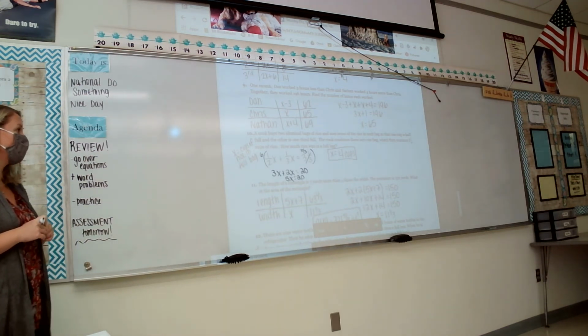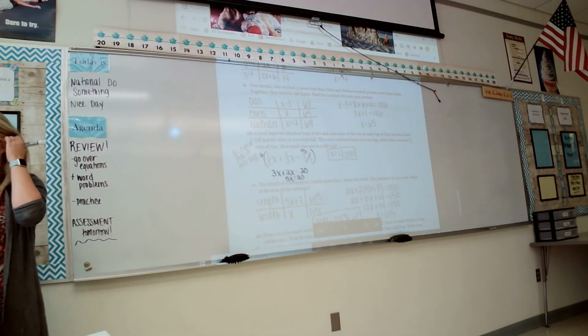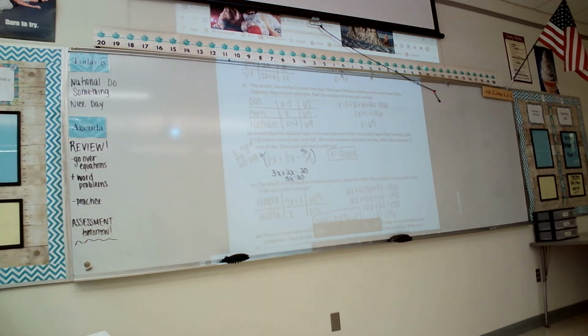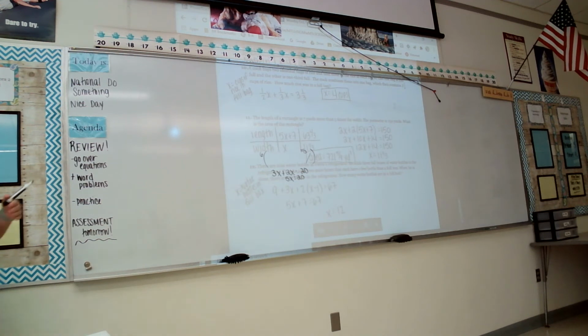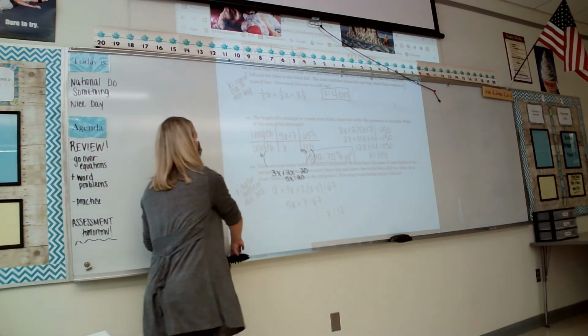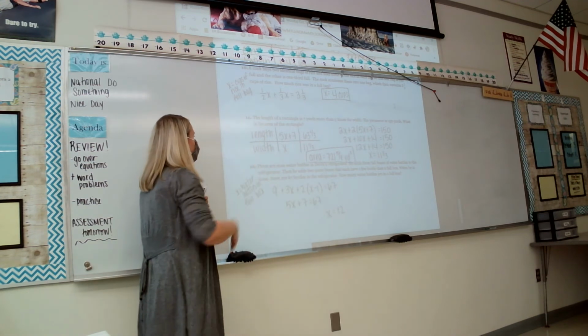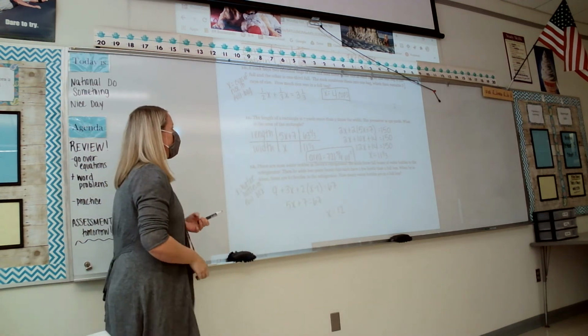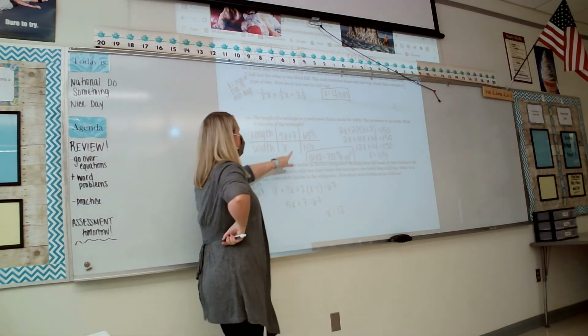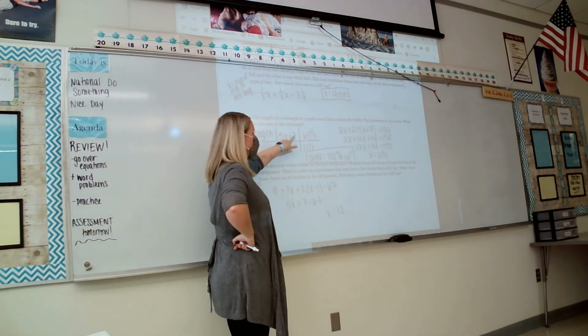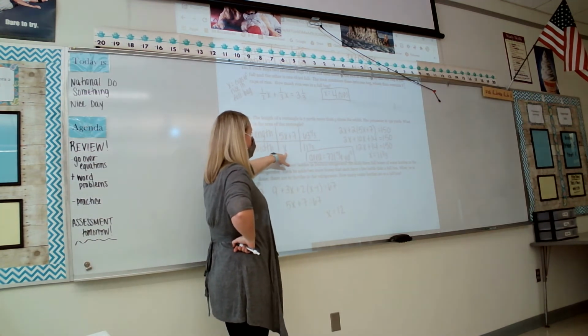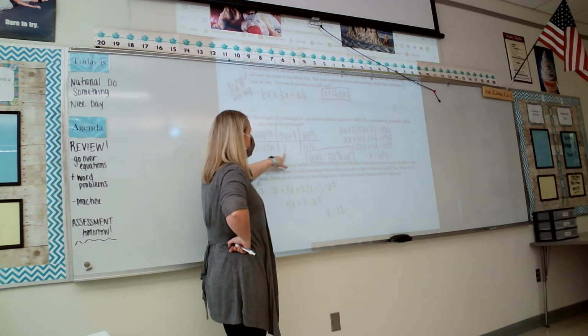Any other problems with 10? Okay, so 11. You can see I'm defining using my chart. The length is 7 yards more than 5 times the width, so 5x plus 7. Hopefully that makes sense. And we're comparing to the width, so that's my x.